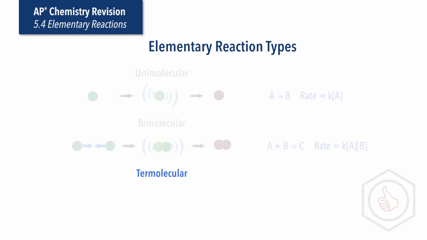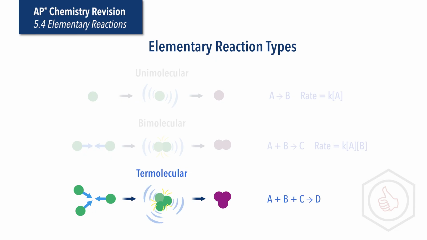A termolecular reaction involves three particles colliding simultaneously. For example, A plus B plus C going to form D. Here, the rate law would be rate equals rate constant k multiplied by the concentration of A multiplied by the concentration of B multiplied by the concentration of C, and the reaction would be third order overall, first order with respect to A, first order with respect to B, and first order with respect to C.